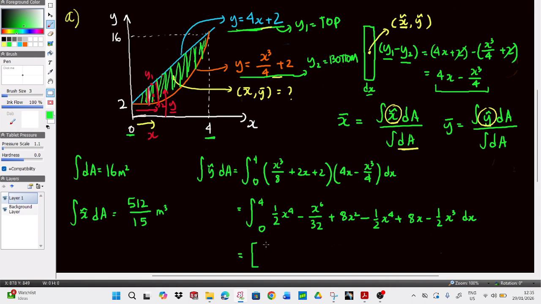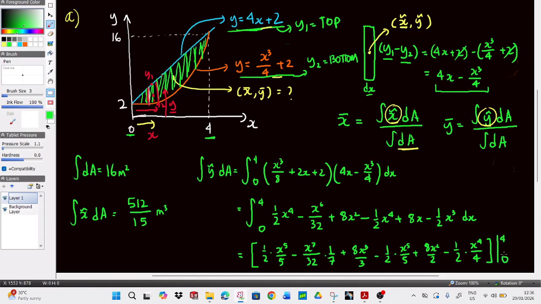Alright, so you have this integral, and once you integrate it, you end up having 1 over 2 times x to the power of 5 over 5 minus x to the power of 7 over 32 times 1 over 7, plus 8x cubed over 3 minus 1 over 2 x to the power of 5 over 5 plus 8x squared over 2, minus 1 over 2 x to the power of 4 over 4, and then you put in the limits 4 and 0.